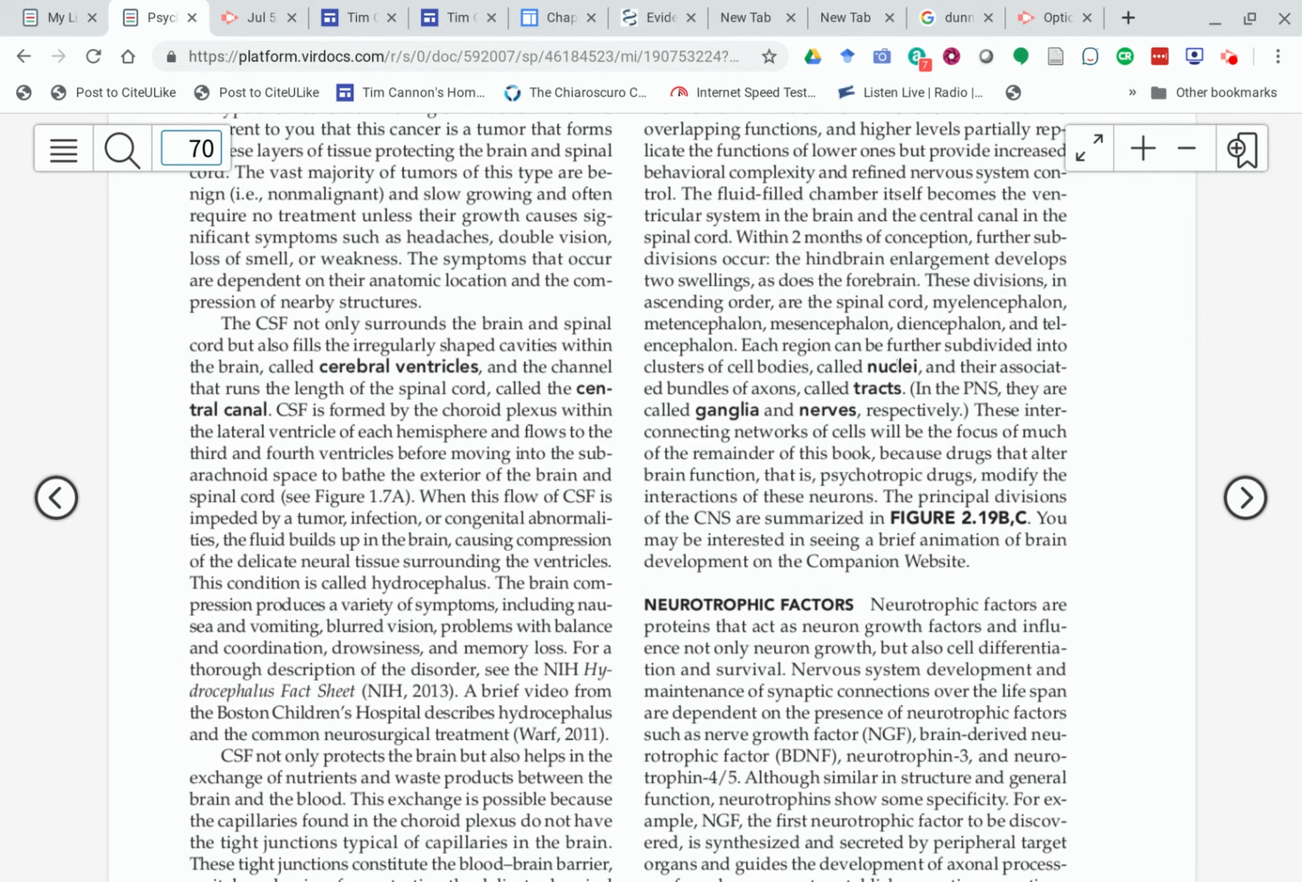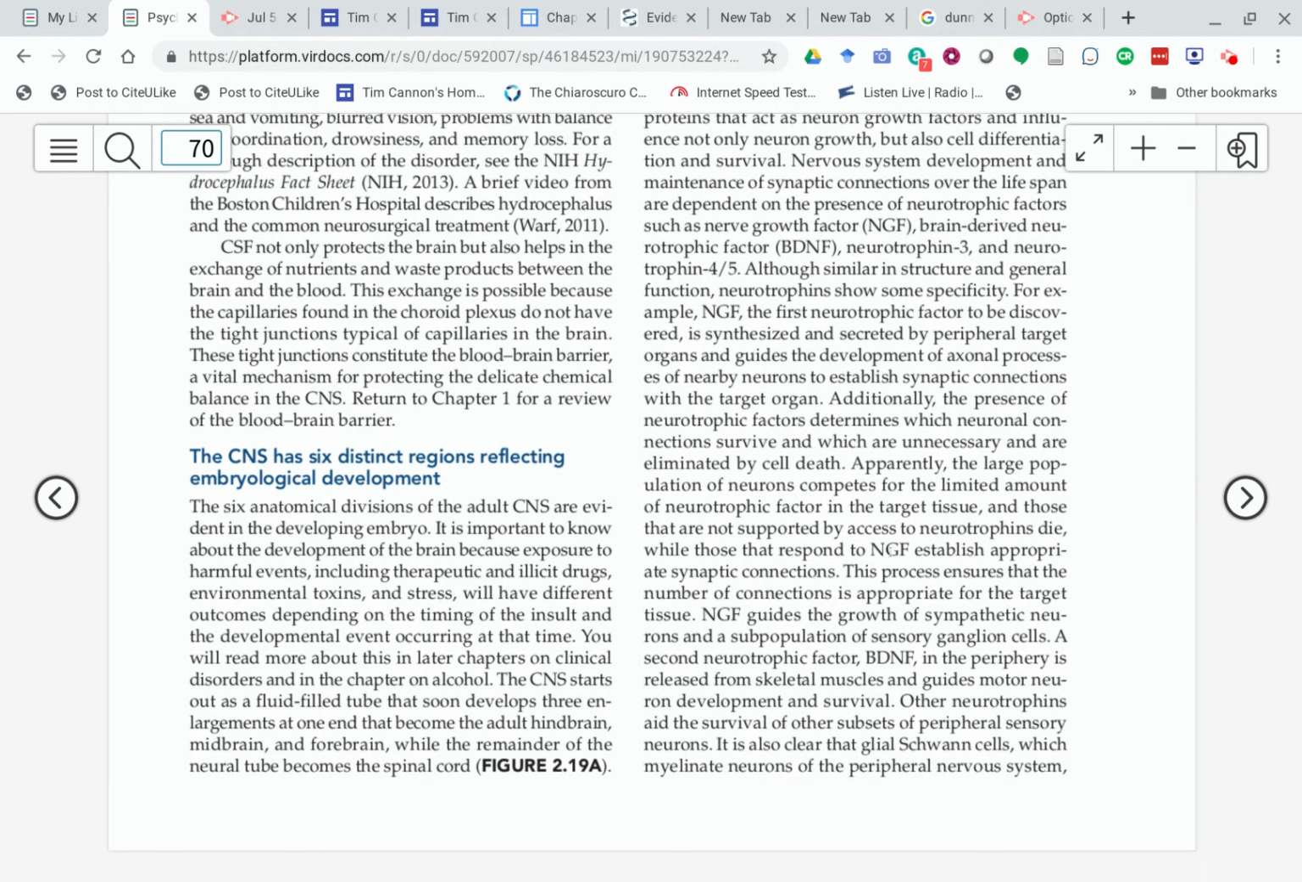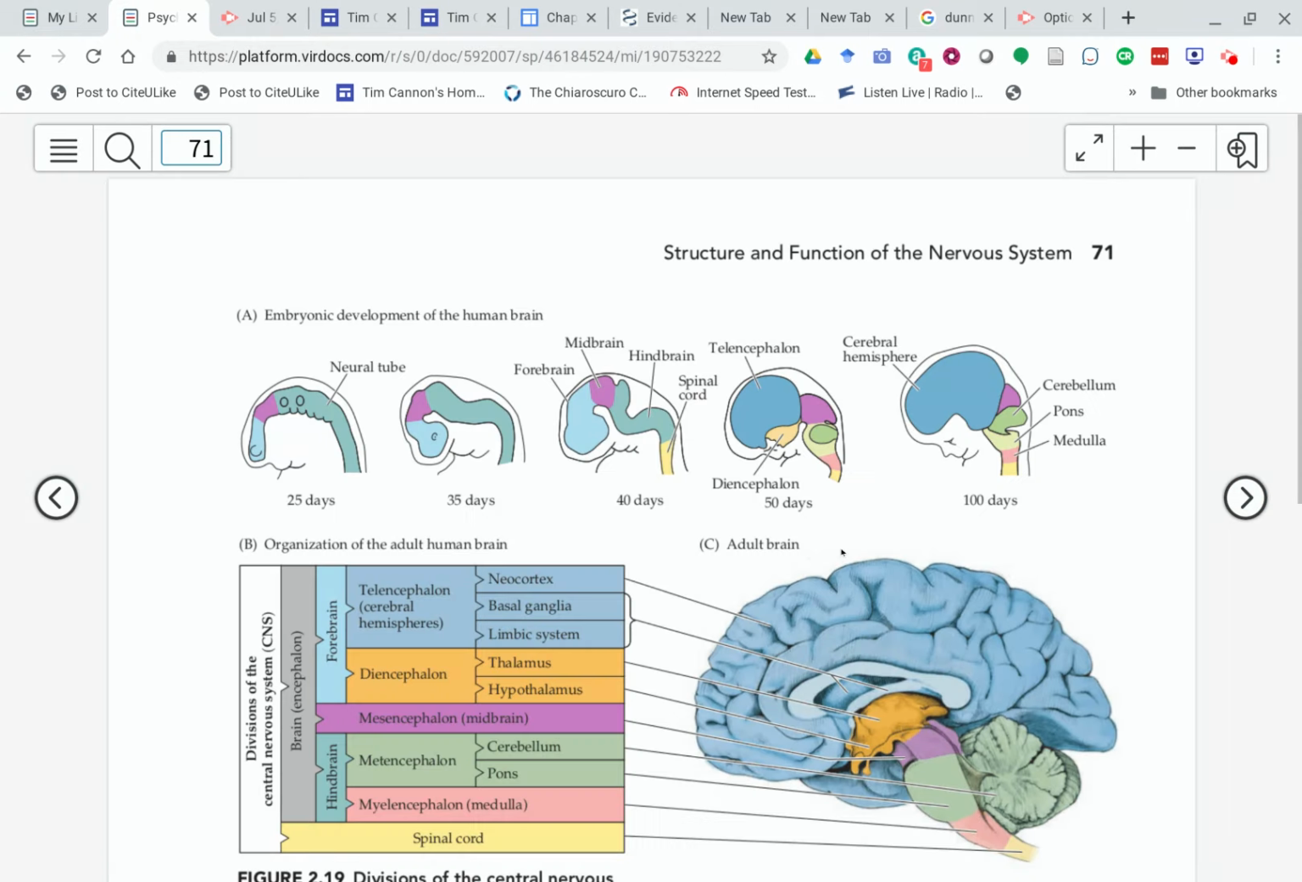Nuclei. Now, when you think about single cells, you think about the nucleus, but a collection of neural cell bodies in the central nervous system is often referred to as a nucleus. A collection of axons in the central nervous system is often referred to as a tract. In the peripheral nervous system, a collection of cell bodies is often referred to as a ganglion or ganglia, and axons are called nerves. Oh boy, neurotrophic. This is a very big, very hot topic. I'll leave it to you to look at it.